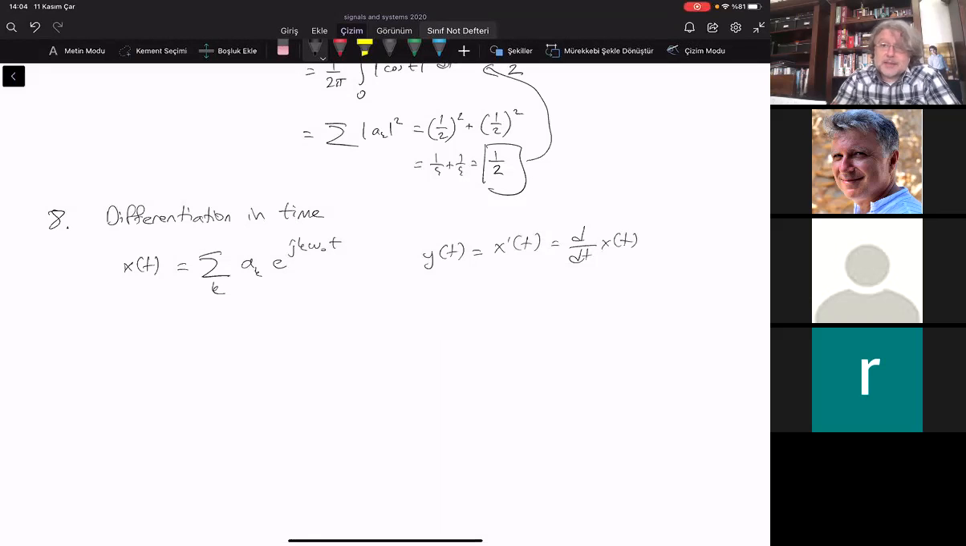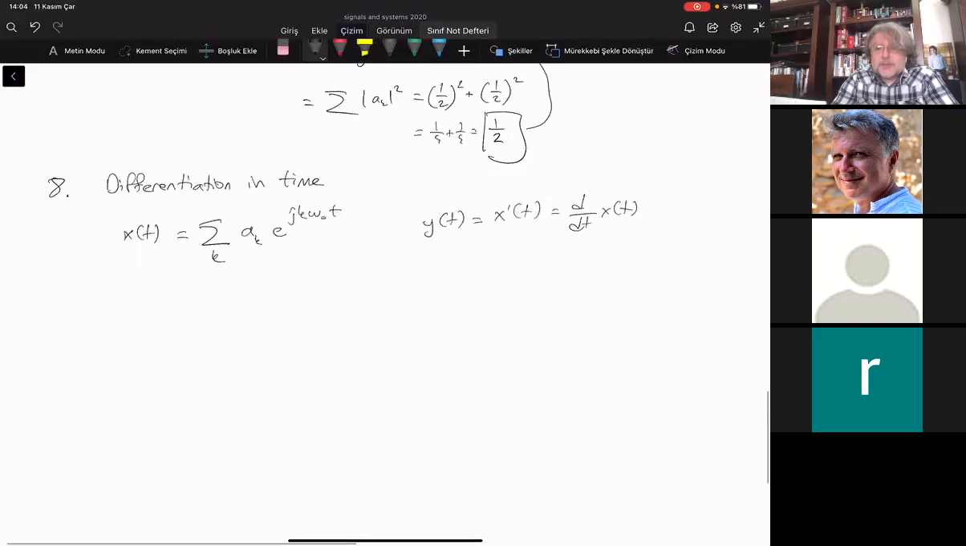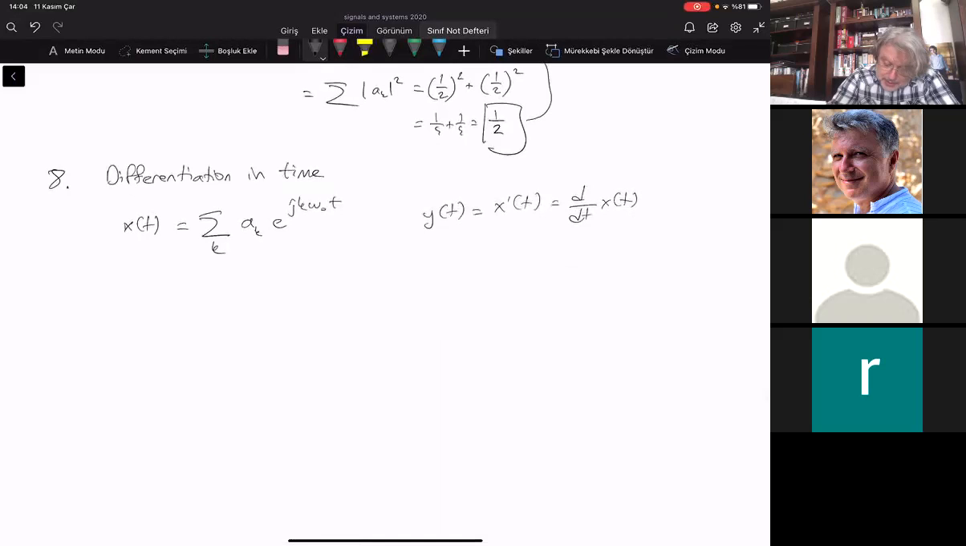We know how to take the derivatives. So what happens when we take the derivative with this kind of a representation? Let's do it. Let's say that y of t is equal to d by dt x of t, which is equal to the time derivative of this infinite summation, and that is a_k times j k omega 0 times e to the j k omega 0 t, right?